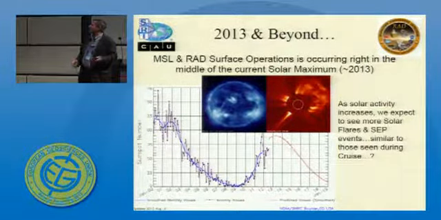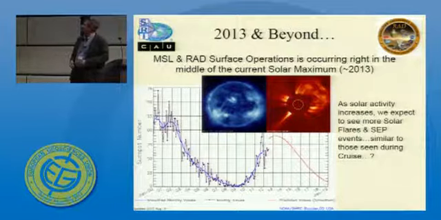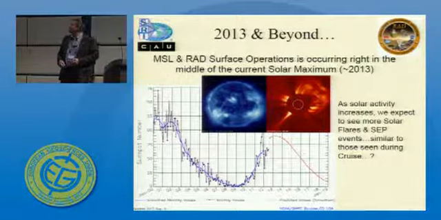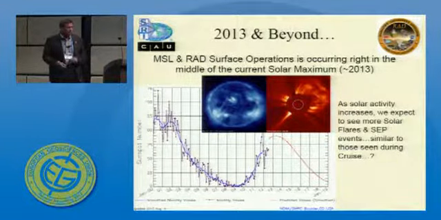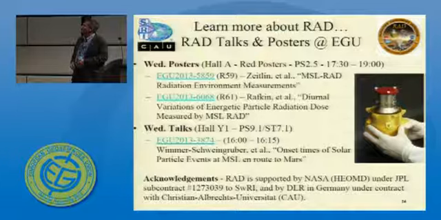We saw those solar particle events during cruise. As we start to decline in the solar cycle, we expect to see more solar particle events. We have yet to see one from the surface of Mars, so we're looking forward to that opportunity. And then as we get towards solar minimum, the galactic cosmic ray background will probably go up significantly, perhaps as much as a factor of 2. So it's an exciting time for making these measurements.